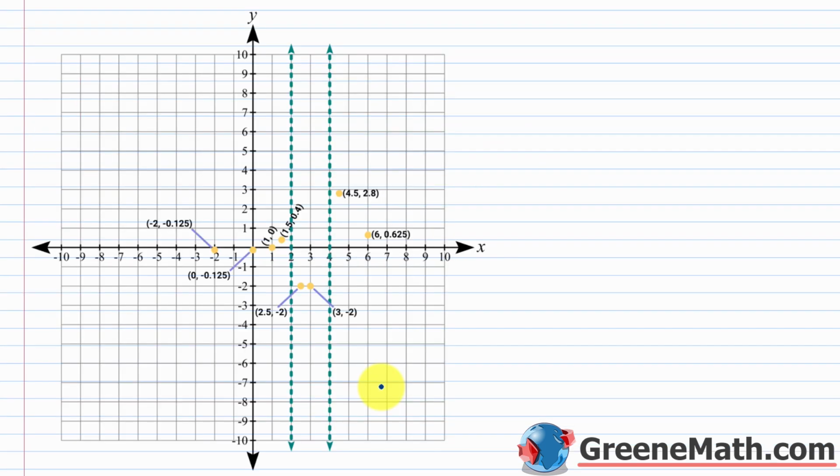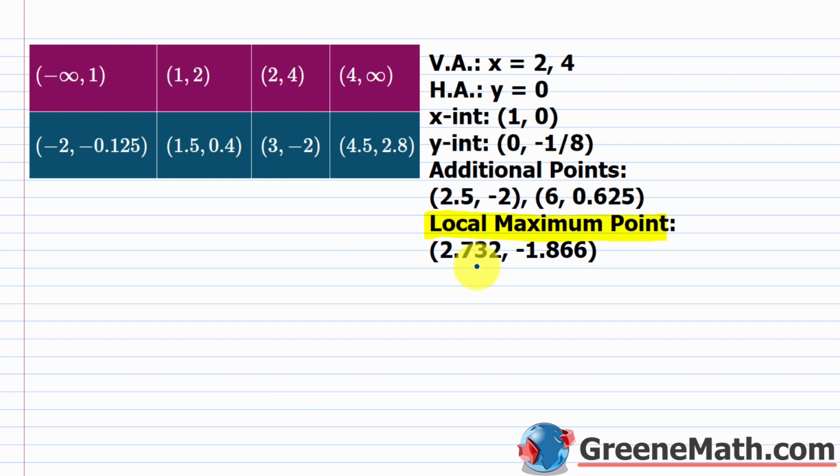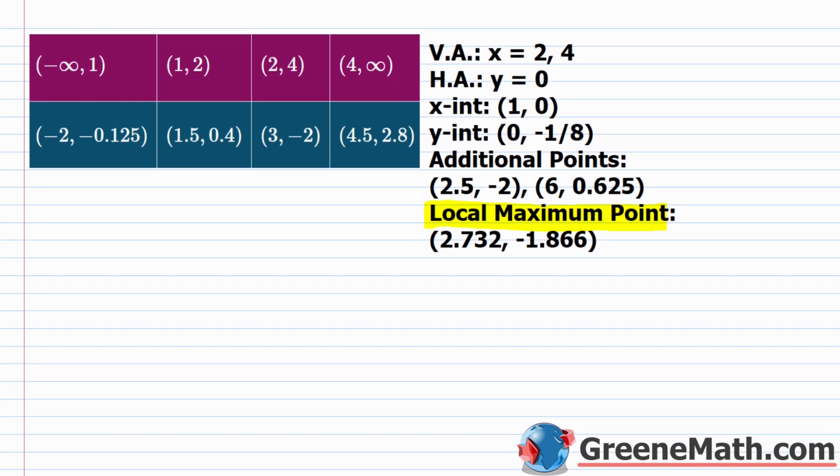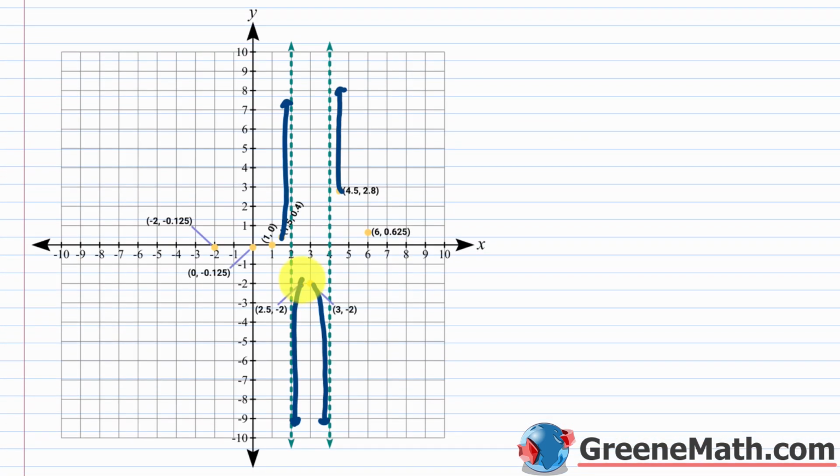Now, putting things together, we know that this guy right here, this x equals 2, and this guy right here, this x equals 4, those came from zeros that had a multiplicity which was 1. So that's an odd multiplicity. So what does that tell me? When I look at this guy right here going up, that means this guy is going to be going down. And when I look at this guy right here going up, that means this guy right here is going to be going down. And that's the toughest part here, you know you're going to turn, but you just don't know where. And that's where that approximation comes in. Again, I've already given you this, the local maximum point. So 2.732, negative 1.866. That's an approximation, but it lets us know that we would turn somewhere like this.